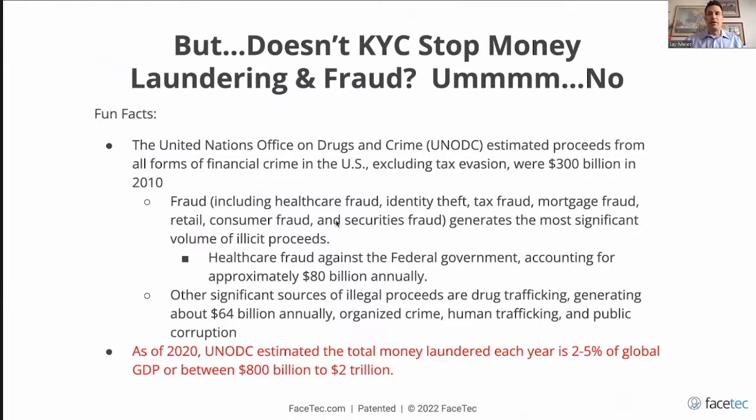So, we presume that we have this idea that we're stopping fraud and money laundering and other types of online problems, but we're really not. The United Nations makes estimates for this. I'm not sure how accurate it is, but they said in 2010, fraud in the United States was something like $300 billion. And as of 2020, they've updated it. They said that the estimated total money laundered each year is between 2 and 5% of global GDP. I mean, we're not talking about small amounts of money. We are talking about systemic fraud and systemic money laundering systems.